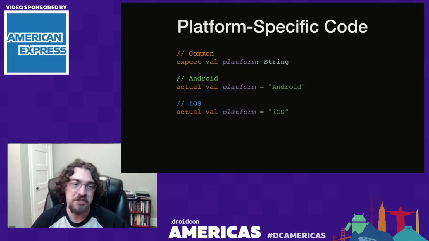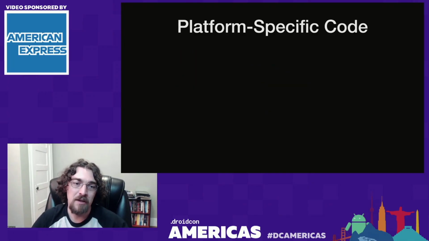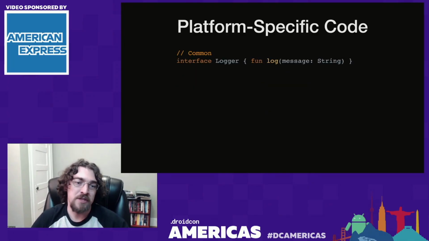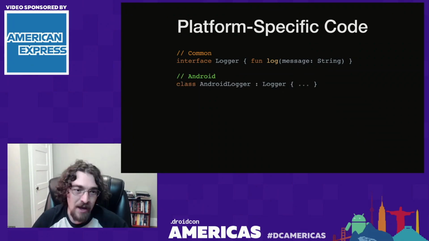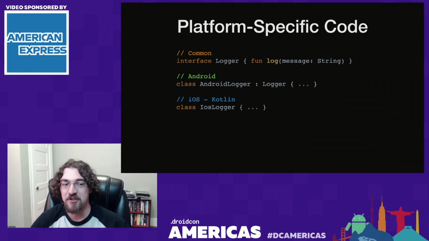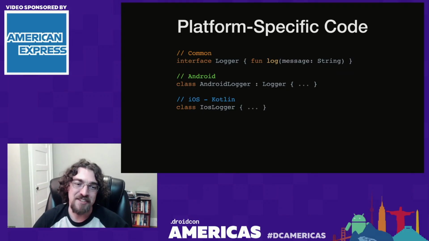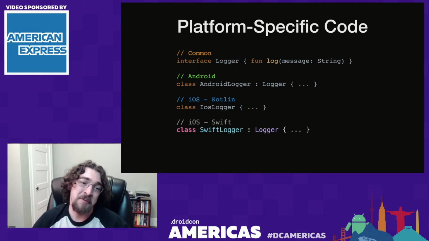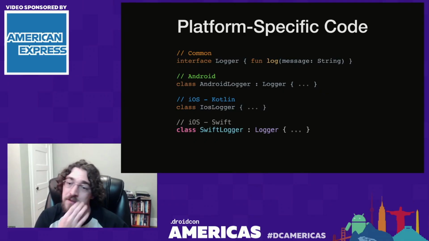When expect actual doesn't do what you're looking for, you can still use interfaces the way you always might have. You can define an interface in common, give it an Android implementation and an iOS implementation, and then pass that to your common code, and your common code can talk to things by the interface the same way that you might do dependency injection in a single platform world. One of the nice things here is that the iOS implementation doesn't have to be in Kotlin. It could be in Swift if it happens to be easier to write it that way.